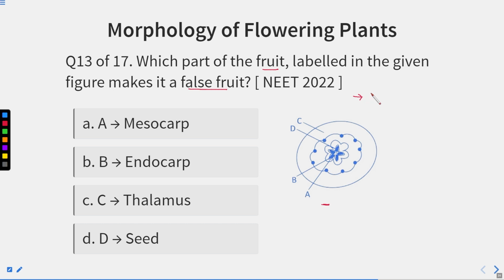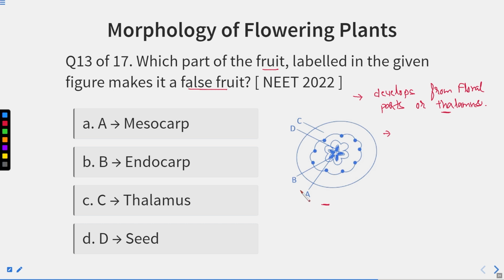Okay, so what is the false fruit? Usually the ovary forms the fruit. Fruit develops from the ovary. What is a false fruit? A false fruit develops from the floral parts, such as sepals, petals and all, or the thalamus. All right. What is thalamus? Thalamus is the swollen part of the pedicel, or you can say the stem of the flower. This is known as thalamus.